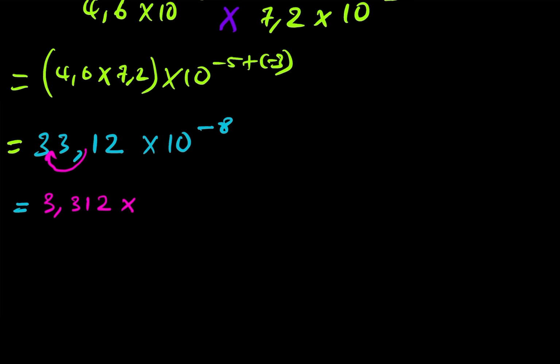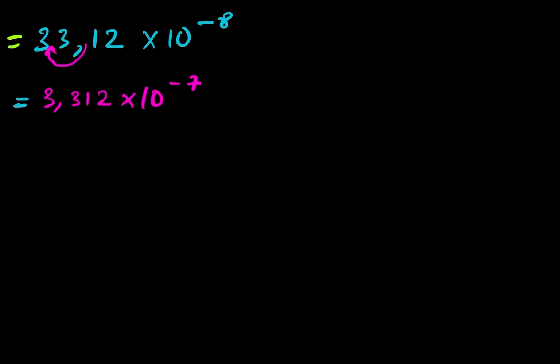3,312. Now I move to the left by 1 unit, then to the exponent I must balance it. I'm going to move to the right by 1 unit. So I'm going to have 10 to the power negative 10 plus 1. That is going to give me negative 7. Okay, so when you move to the left, you're basically adding 1 to the exponent. So that's how you will simplify your answer there.